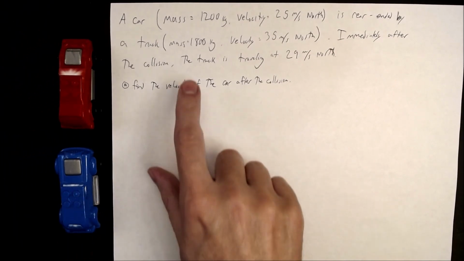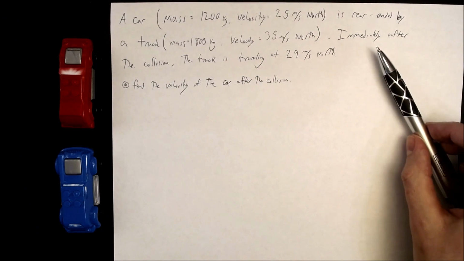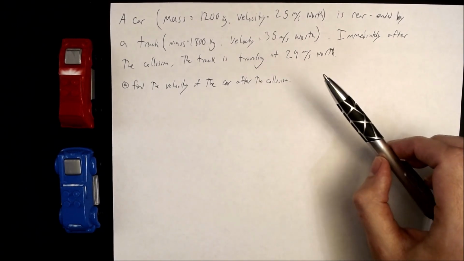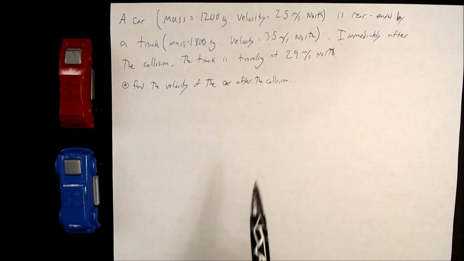The truck has a mass of 1,800 kilograms and a velocity of 35 meters per second north. Immediately after the collision, the truck is traveling at 29 meters per second north. We need to find the velocity of the car after the collision. We already have the velocity of the truck after the collision. All we need to do is figure out the velocity of the car after the collision.